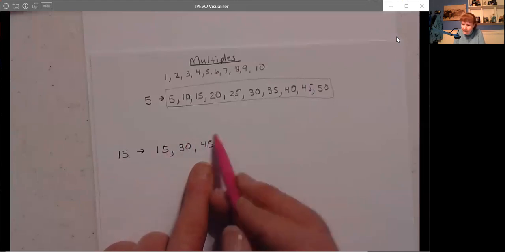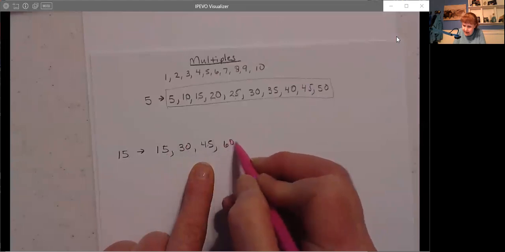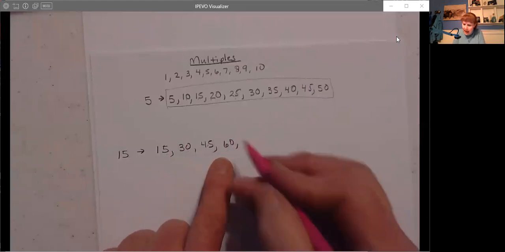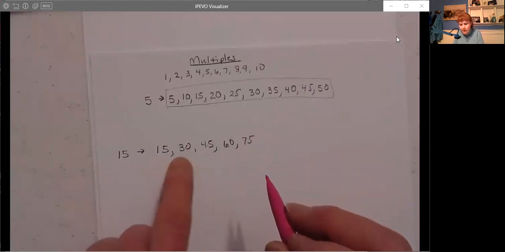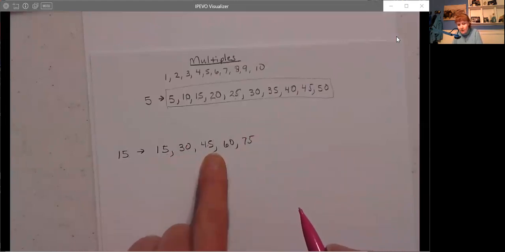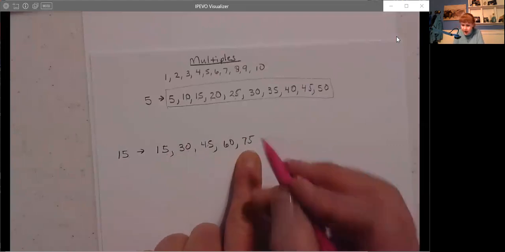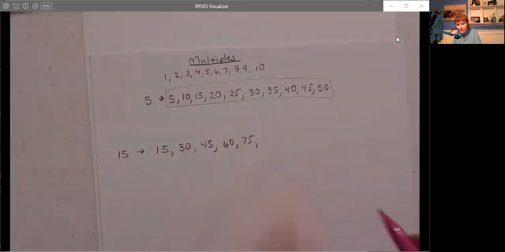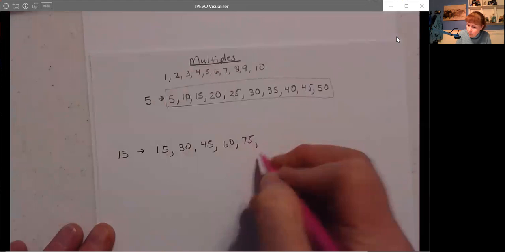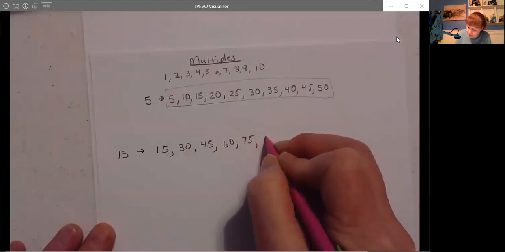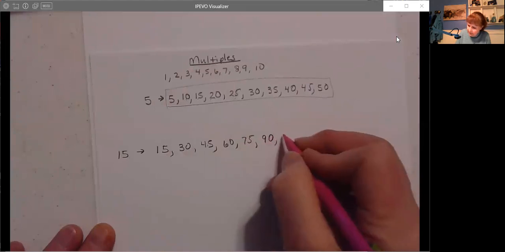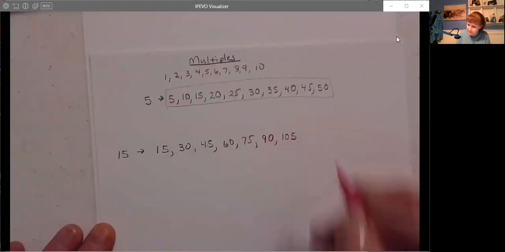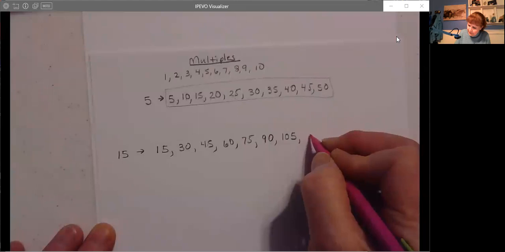And so you can add 15 and get 60. And then add 15 and get 75. If you don't want to go 15 times 1, 15 times 2, 15 times 3, 15 times 4, 15 times 5, you're just adding another 15 when you multiply by one more number. So that gives you 90. And then add another 15. Add another 15.